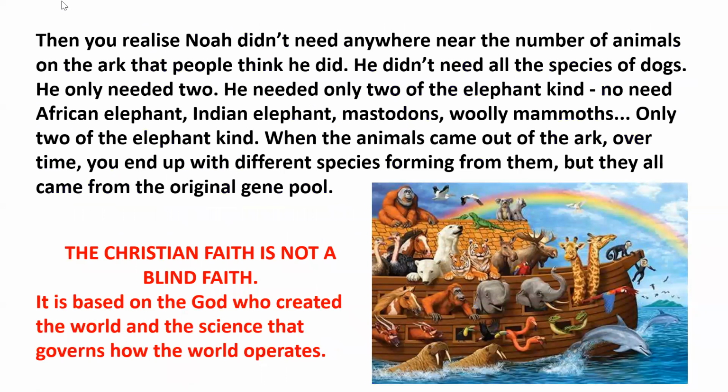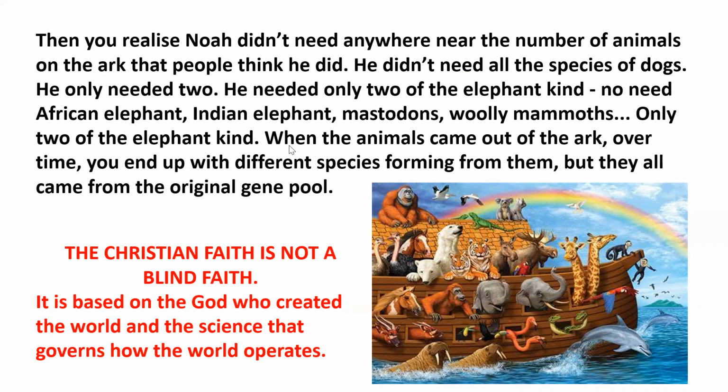So then you realize Noah didn't need anywhere near the number of animals on the ark that people think he did, right? You don't need so many species. That means you cut down on a lot of animals, or on different species of dogs, or you only need 2 dogs. And you don't need all the different kinds of elephants. You don't need African elephant, Indian elephant, mastodons, woolly mammoths. You see, you don't need all the different variations. You only need 2 of the elephant kind.